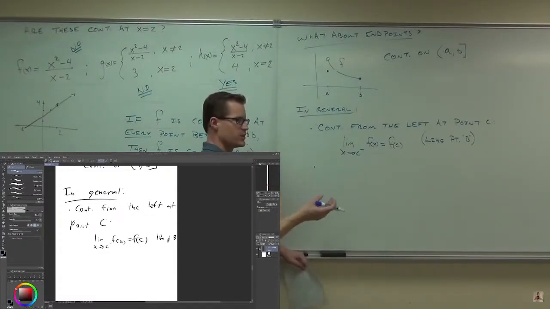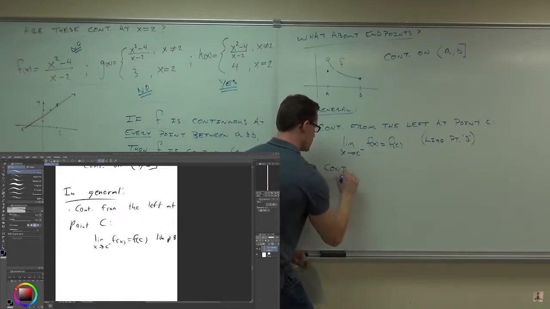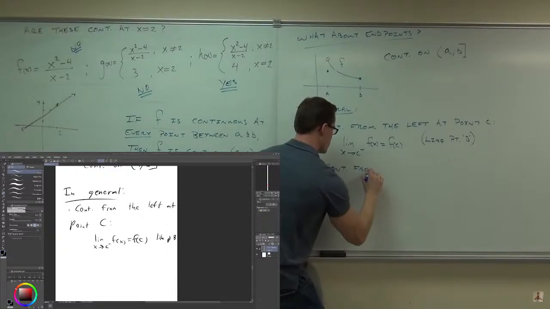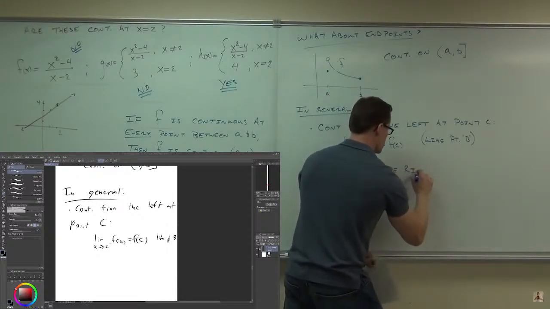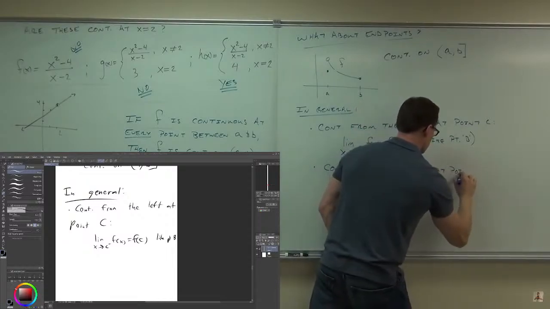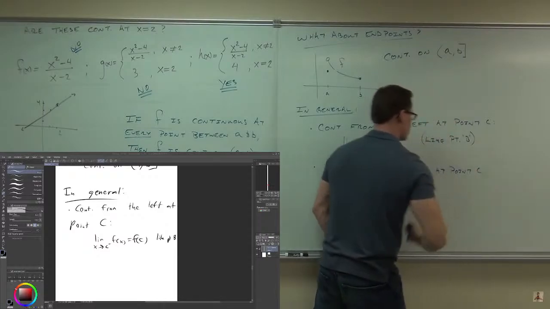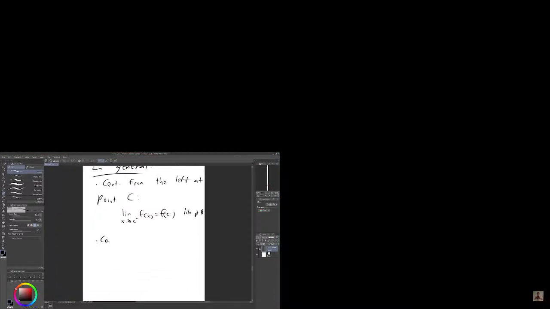For being continuous at the other endpoint from the right, at point C, well, it's just the opposite limit. You have to have the limit from the right-hand side. The function has to be defined at that point, and it's got to be the same.